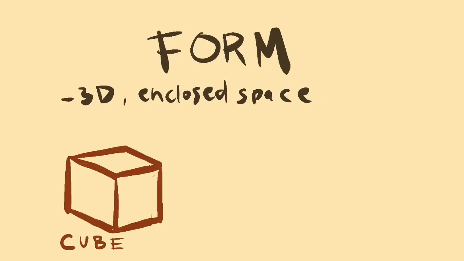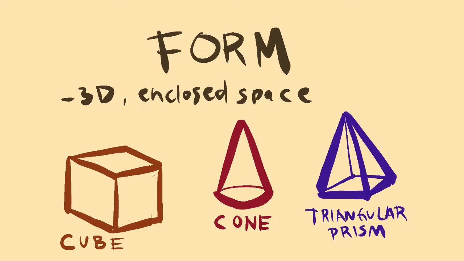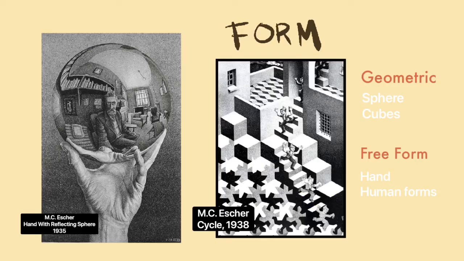Form is a three-dimensional enclosed space. Some geometric forms are cube, cone, triangular prism, and sphere. Here are some examples of form by M.C. Escher. Like freeform shapes, there are also freeform or organic forms.